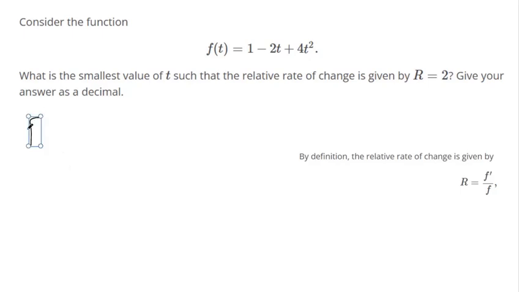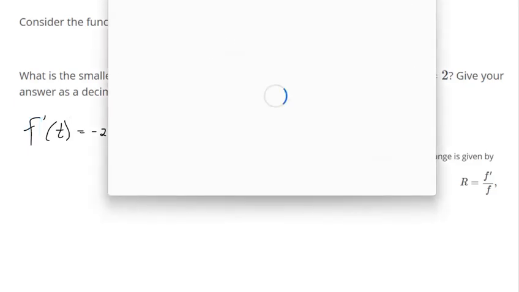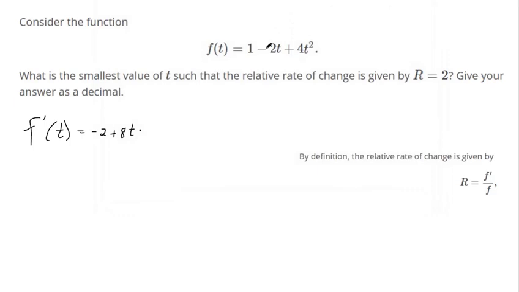So the derivative, nice and easy using the power rule. It's negative 2 plus 8t, right? The 1 comes down and multiplies, then the power gets reduced by 1 to make it negative 2. The 2 comes down and multiplies, then it gets reduced by 1 to make it 8t. So there's our derivative. We'll find the relative rate of change by taking the derivative and dividing it by the original function.